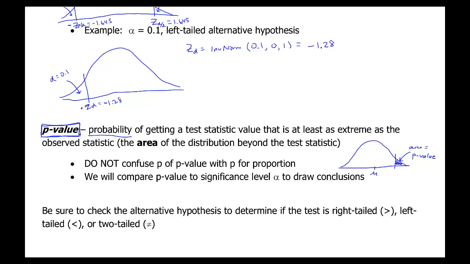Okay. And then in the next video, we're going to see how we're going to use the p-value. We're going to compare the p-value to alpha to draw conclusions. And again, just a quick reminder, always check your alternative hypothesis to know if you're looking for the left side, the right side, or both tails in a test to make sure that you're getting the right p-value.